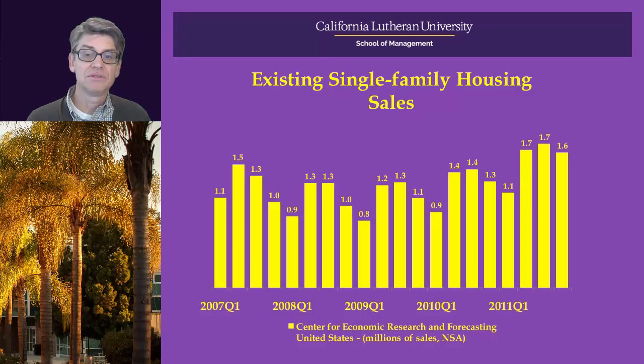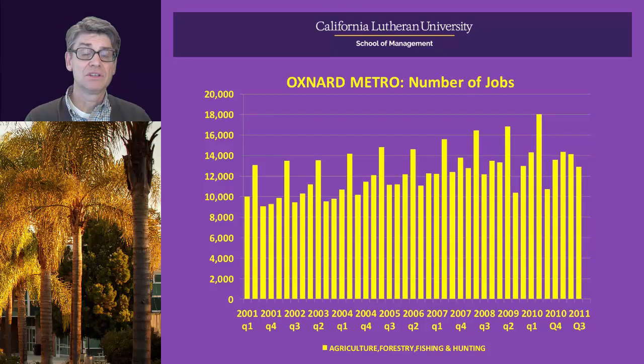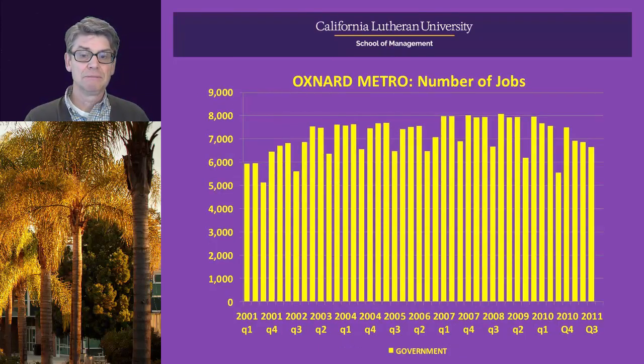Here's an example of data that has a strong seasonal pattern. It's existing single-family home sales for the United States. And you can see quarters 2 and 3 are always stronger. Here's another type of data, agriculture data. Agriculture data has a very, very strong seasonal pattern, as you can see there. And the public sector as well. A lot of local public sector, especially, seasonal patterns come from the public school systems.